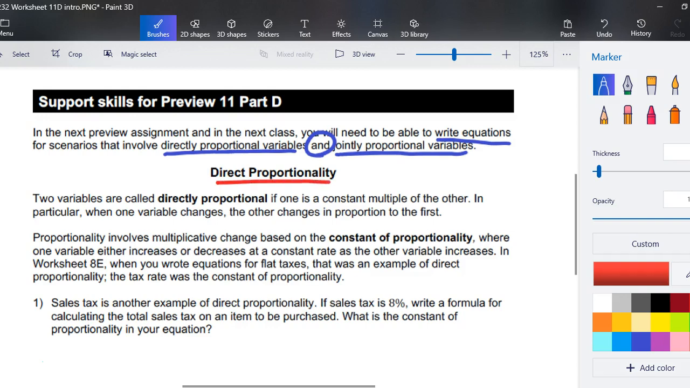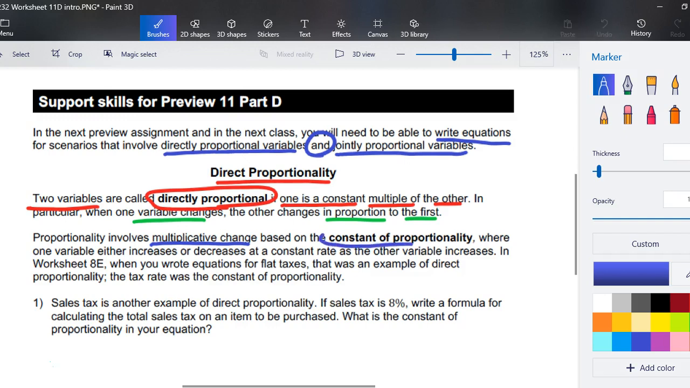Two variables are called directly proportional if... You'll remember that glossary or those flashcards or whatever it is you've got collecting all of these words on. Here are some more words. Directly proportional is going to be this: two variables, where one is a constant multiplier of the other. Put it in your own words, put these words down, put down some examples. In particular, when one variable changes, the other changes in proportion to the first. Proportionality involves multiplicative change, and it's based on the constant of proportionality.